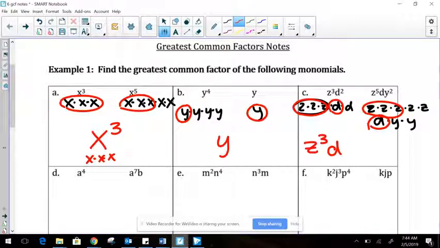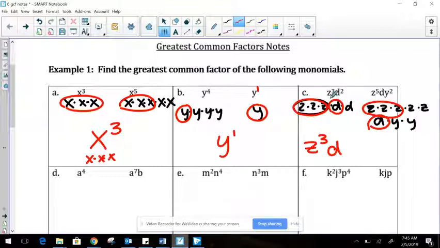Okay, so let's generalize this a little bit and see the shortcut here. Between these two, my greatest common factor is x cubed. Between these two, it's y. Here, if I look at my z's, my greatest common factor for z is z cubed. Look at d squared and d, my greatest common factor is just d. So you may notice a pattern here. Yes, you are correct. The greatest common factor is the lowest exponent between the two. So 3 is lower than 5. 1, there's an invisible 1 here, is lower than 4. That's why that's my GCF.